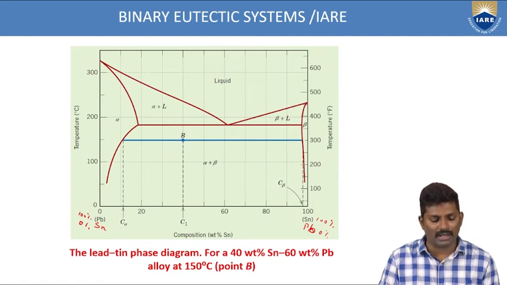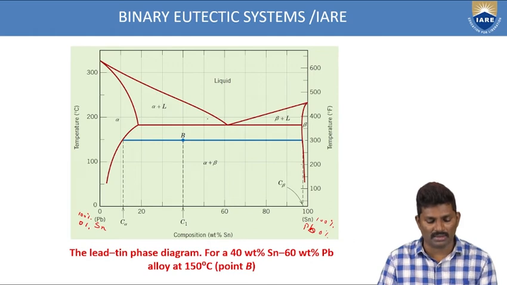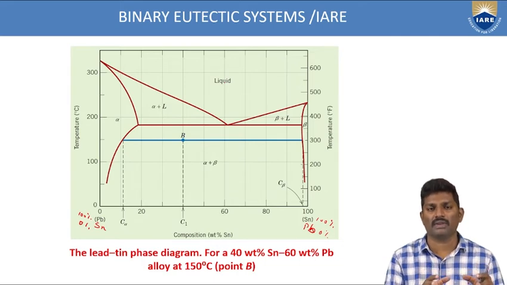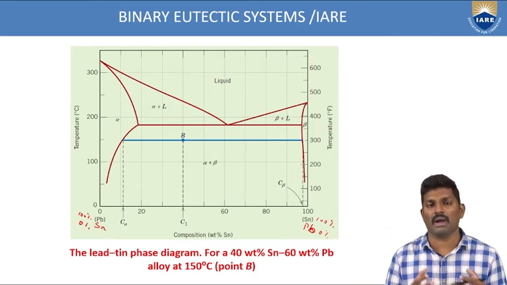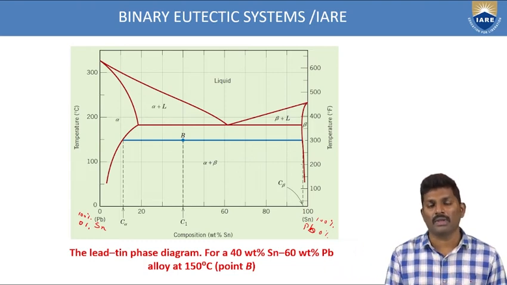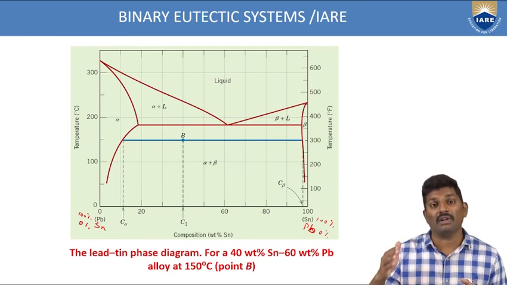Now the red line, what we have is given for us: alpha phase, alpha plus L, beta plus L and liquid. This is what we have taken from the binary eutectic system phase diagram, from the previous slides. From that we have drawn this red curve. Within this red curve, you have to identify the percentage composition of lead as well as tin, 40 and 60% at 150 degrees centigrade.